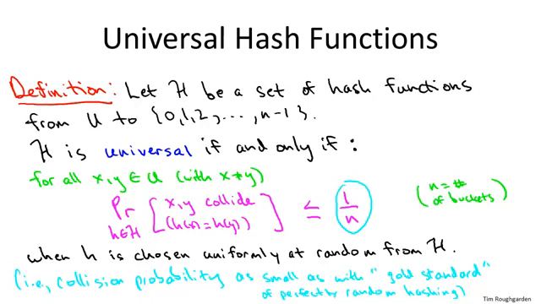That is, for each pair x, y of distinct elements of the universe, so for example, for each distinct pair of IP addresses, the probability over the choice of the random hash function little h from the family script H is no more than 1 over n, where n is the number of buckets. So if you have 10,000 buckets, the probability that any given pair of IP addresses winds up getting mapped to the same bucket is at most 1 in 10,000.